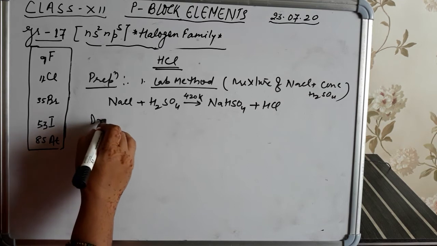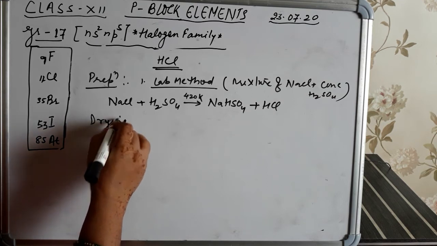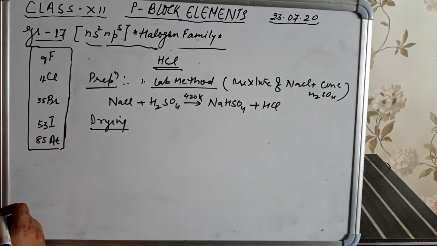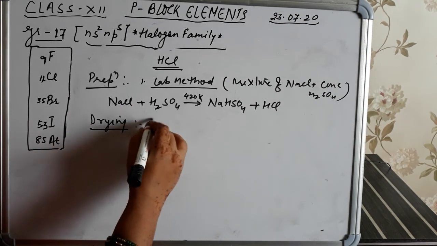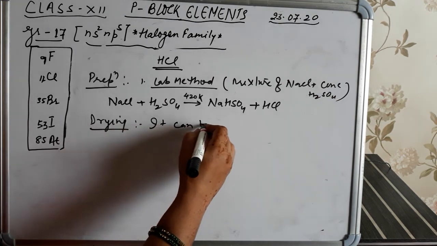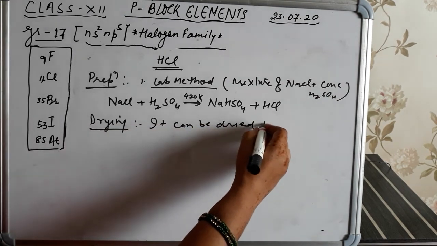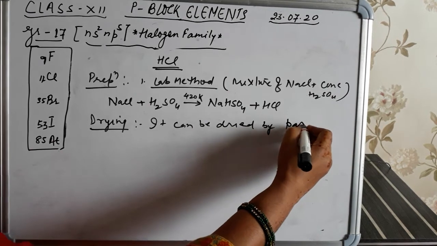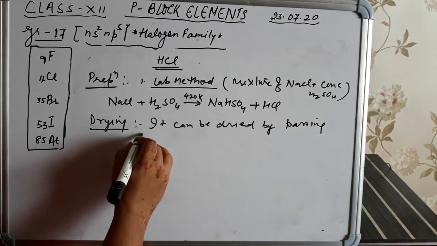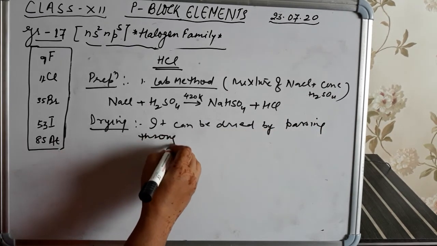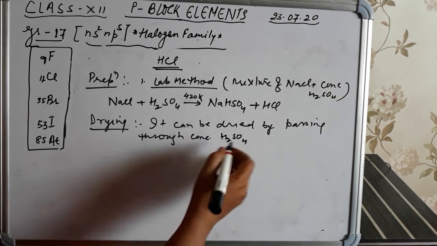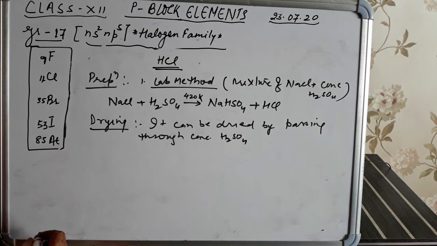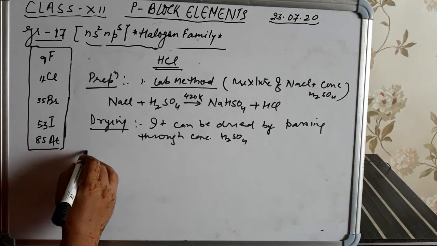What is the method for drying? Because it is formed in the aqueous form, it can be dried by passing through conc. H2SO4, because we know that H2SO4 is a strong dehydrating agent. Next we discuss its properties.